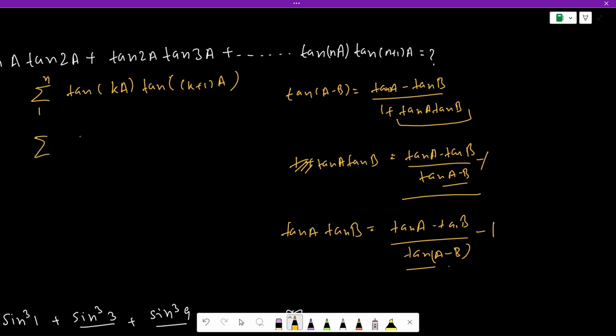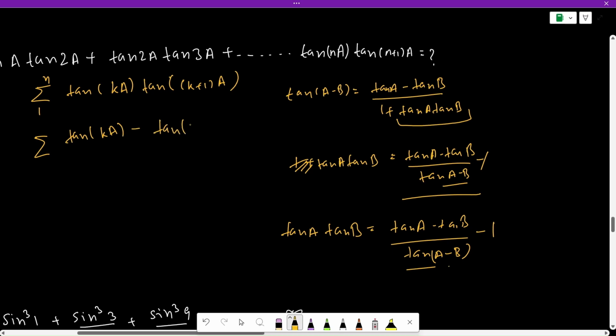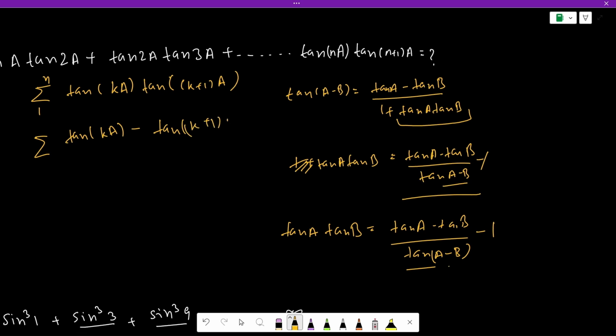So what we get is summation tan of k times a, tan of, we have b, that is, sorry, this is a minus k plus 1 times a divided by tan of this minus this, that is minus a, and minus 1. Now take this minus out and just change the signs.